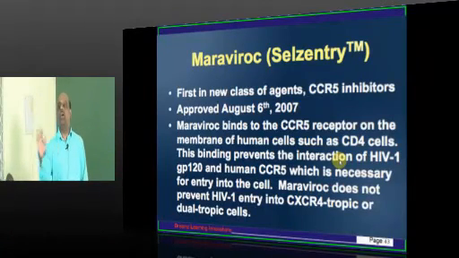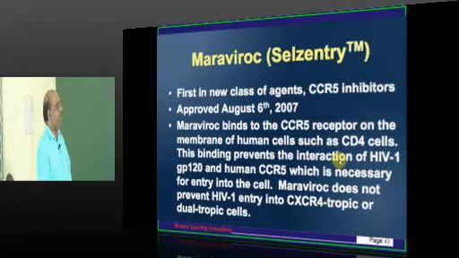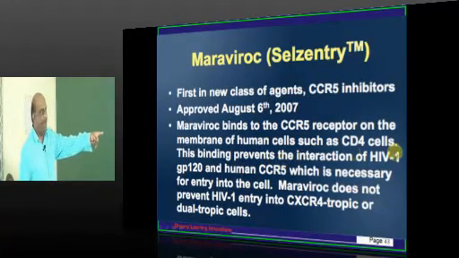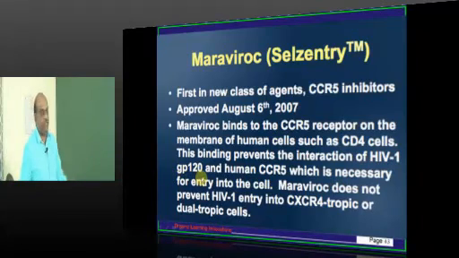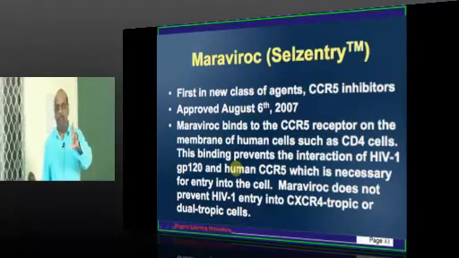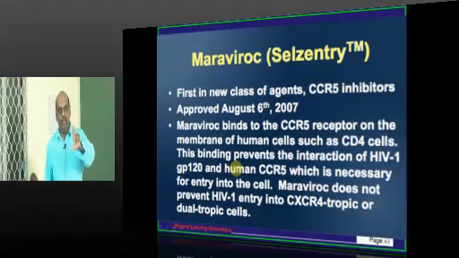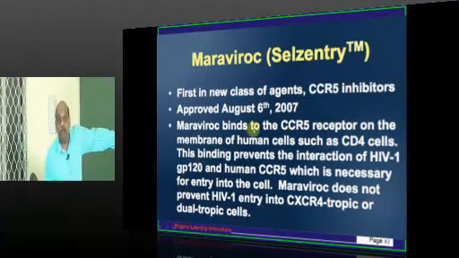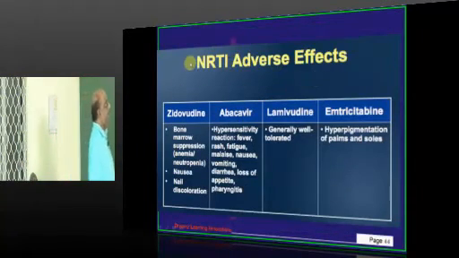So maraviroc is the one which you need to remember, a CCR5 receptor blocker. What will it be doing? It will be preventing the interaction of HIV-1 GP120 and the human CCR5. These two are prevented from binding with each other so that the entry becomes affected. That is the purpose of maraviroc, and you need to remember which GP? GP120 is the one which you need to remember.